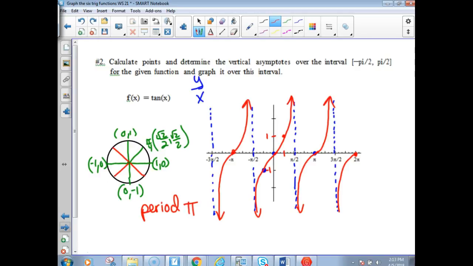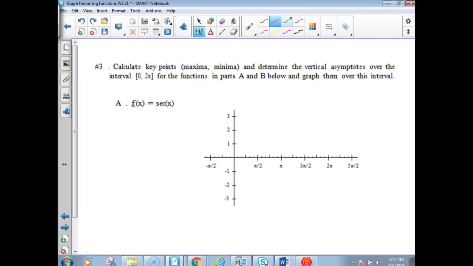Okay, now I think we're doing the cosecant next. Nope, secant. Okay, now, what is this the reciprocal of? Oops, reciprocal of the cosine of x. We already graphed the cosine of x. Since it's the reciprocal of the cosine of x, I'm going to use the cosine graph to help guide me through this one.